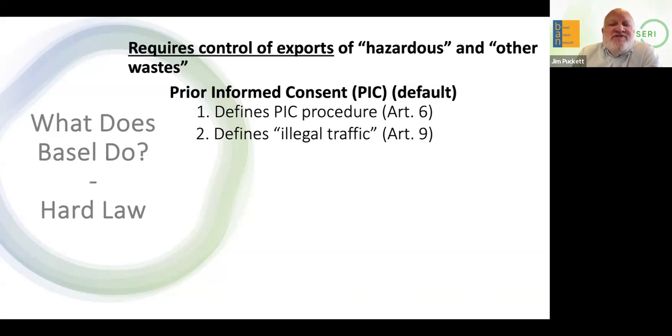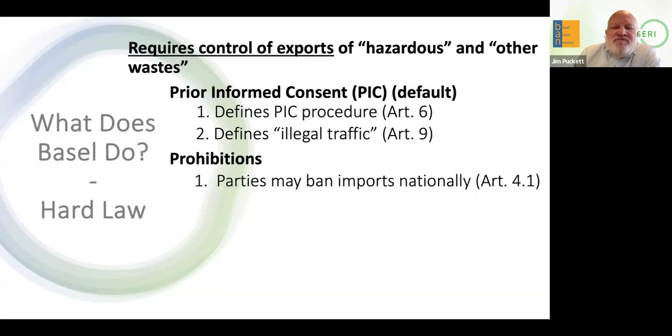So every country has to prosecute people not abiding by the PIC procedure. But then there's prohibitions. So if PIC is not applying, the other way the treaty controls things is through prohibitions. And there's a few that we need to talk about. The first is that parties may ban imports nationally.